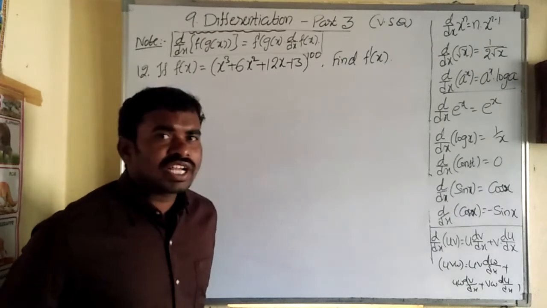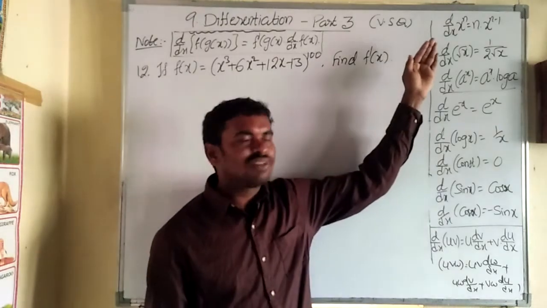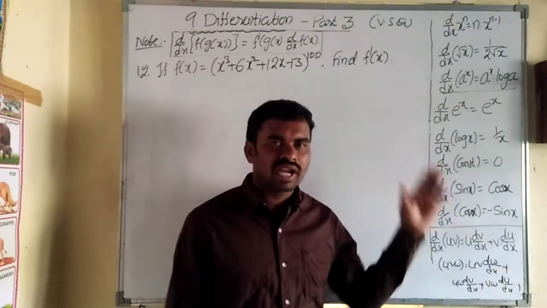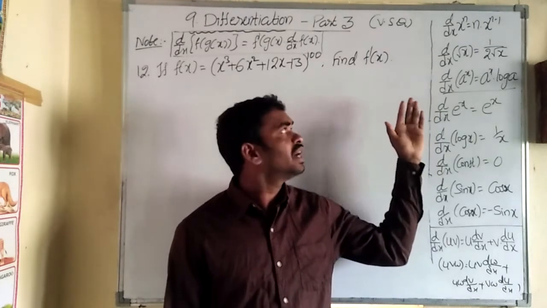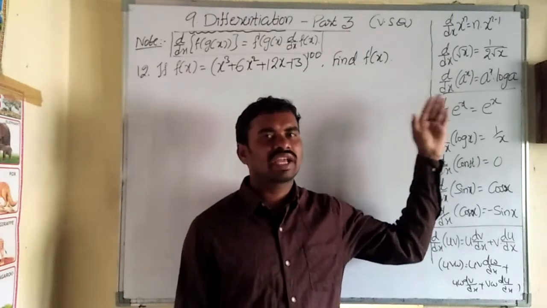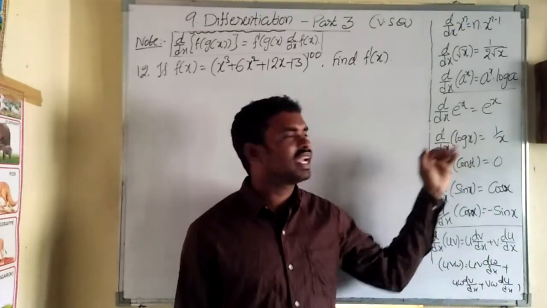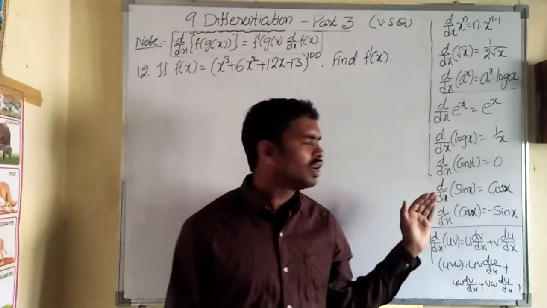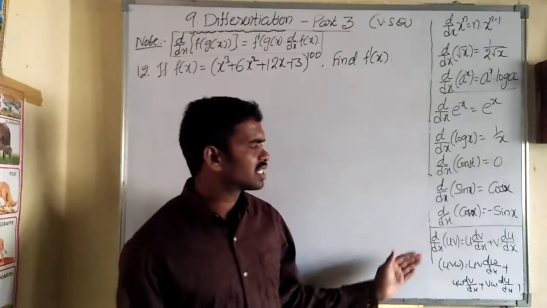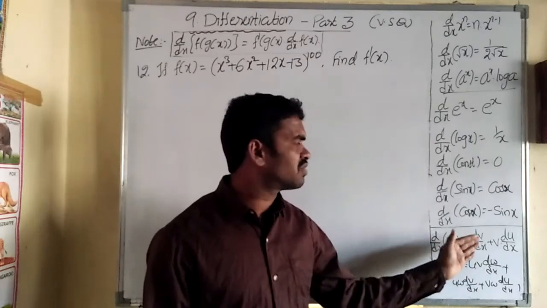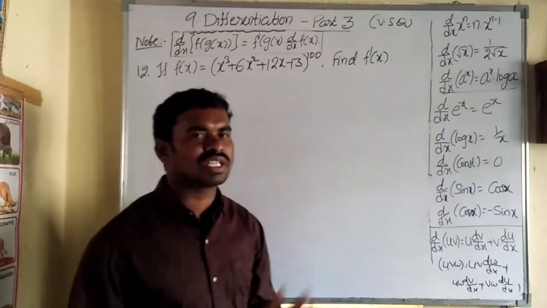Just recall a few formulas. Already you know very well. One is d by dx of x power n is n times x power n minus 1. d by dx of root x is 1 by 2 root x. d by dx of a power x is a power x into log e a. d by dx of e power x is e power x. d by dx of log x is 1 by x. d by dx of a constant is 0. d by dx of sin x is cos x. d by dx of cos x is minus sin x. d by dx of u into v is u into dv by dx plus v into du by dx. Based on these formulas, not only these, we have almost 32 formulas.